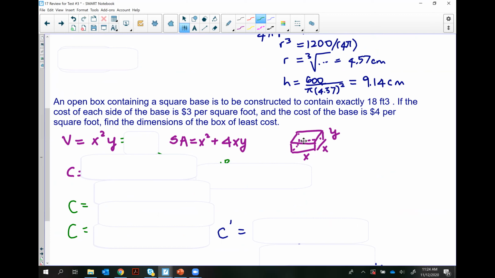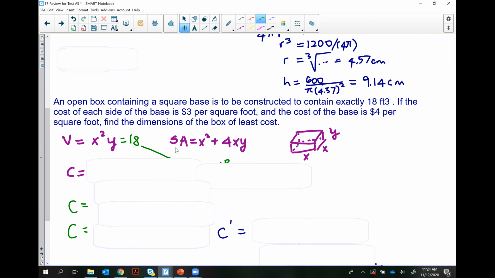So for this box, volume is x squared times y. Surface area, because it's open, you only have the bottom and the 4 sides, so x squared plus 4xy. And further, we know the volume is supposed to be equal to 18. So set that equal to 18. From there, you know you can get y in terms of x right away, right? So y equals 18 over x squared.